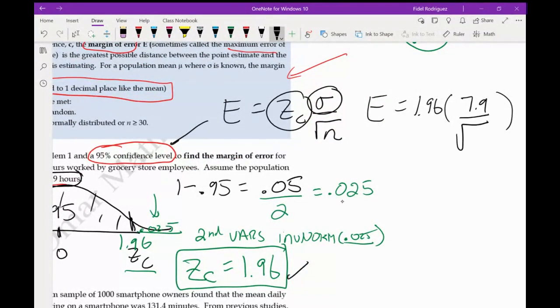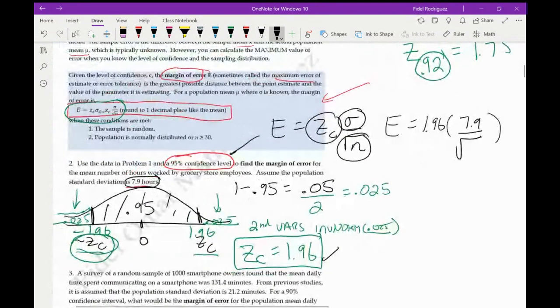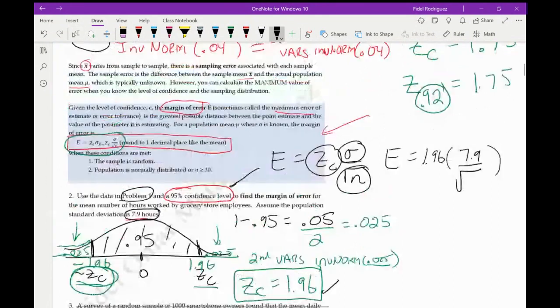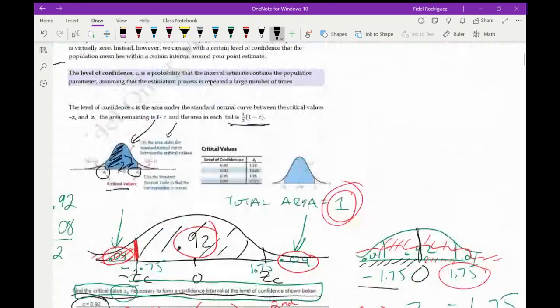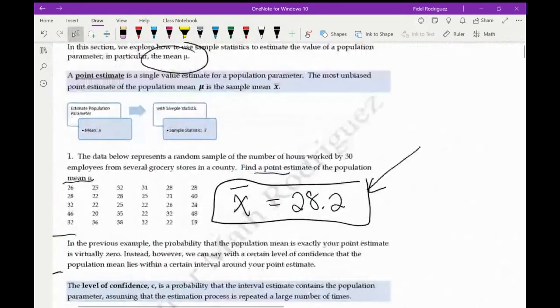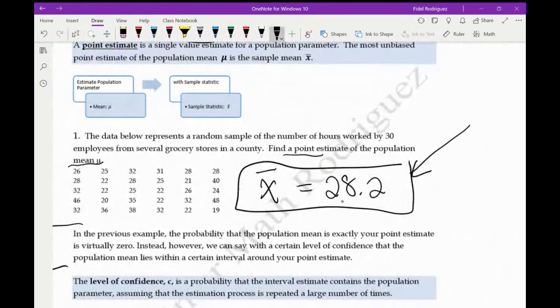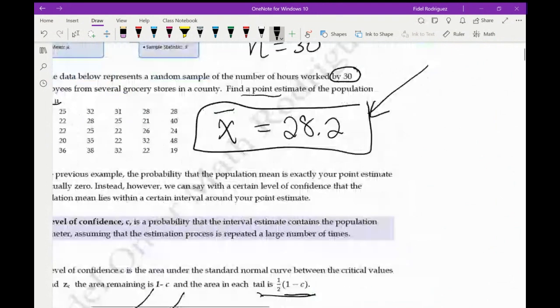And this is divided by the square root of n. Now remember what n was. N was the sample size. Since this problem says we're going to go back to problem number 1, I'm going to scroll back over here. And if I look at problem number 1, the number of employees we examined was 30. So that was just telling me here that my n was equal to 30, okay?